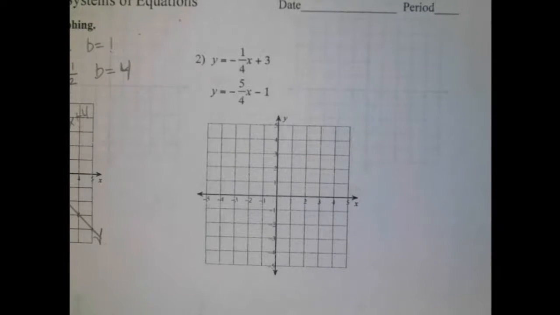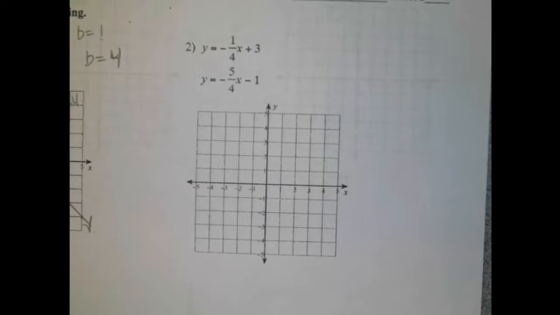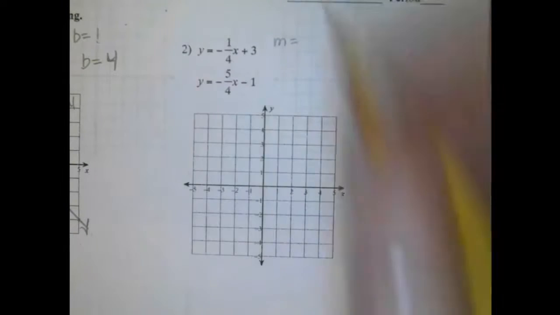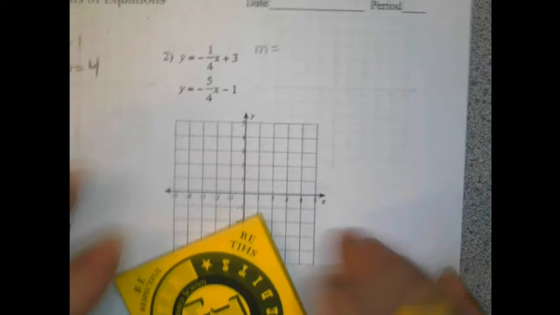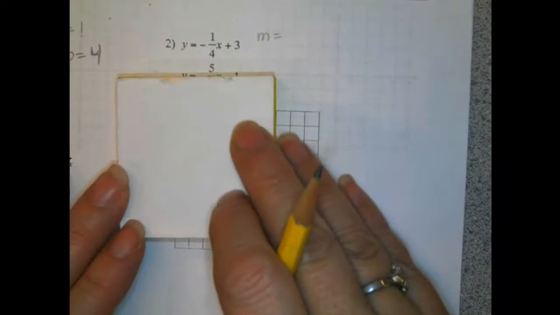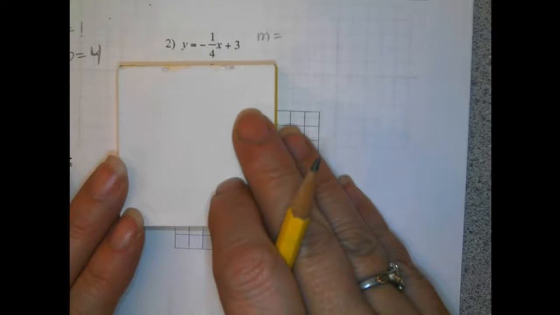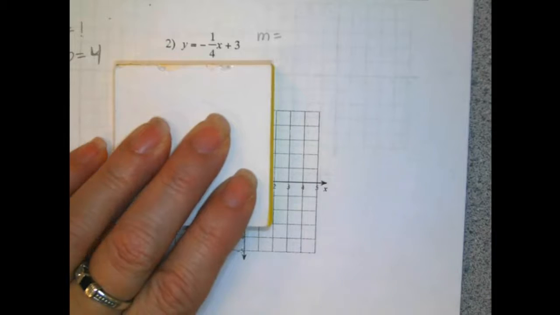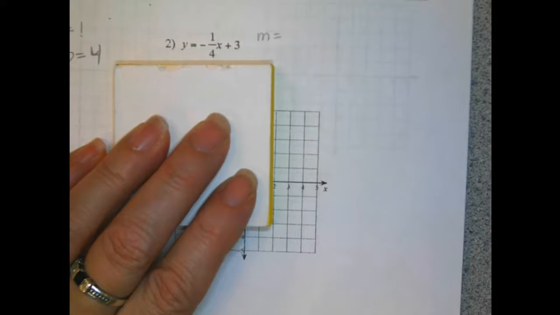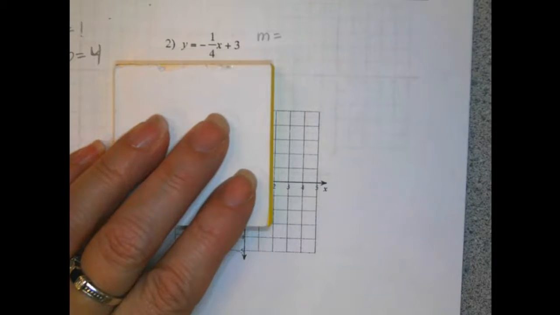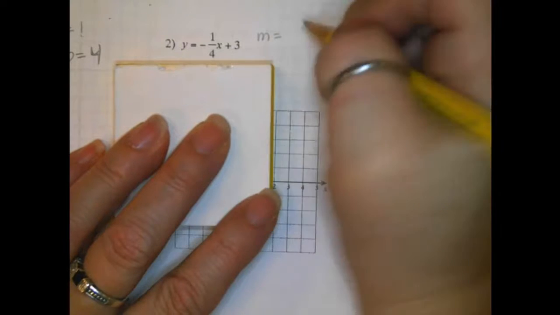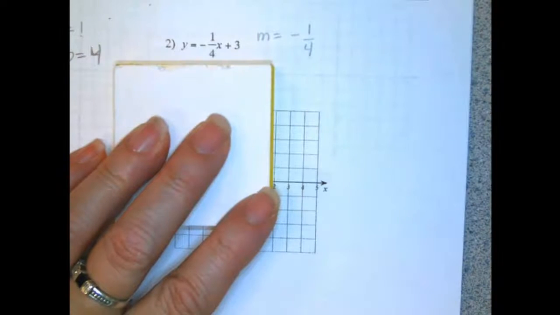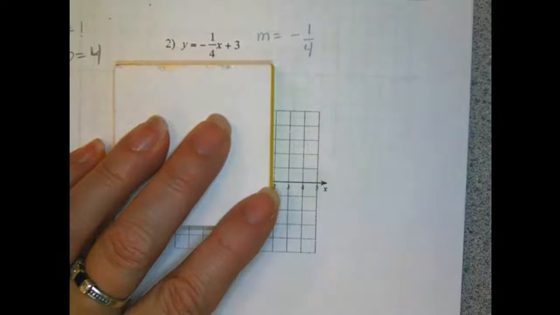All right, so number 2. You guys are going to tell me. Okay, I need to find my M. I'm looking at this equation only. What is my slope for that equation? Look at it carefully. -1/4. Okay, I heard that from at least one person. I think it was Kevin.